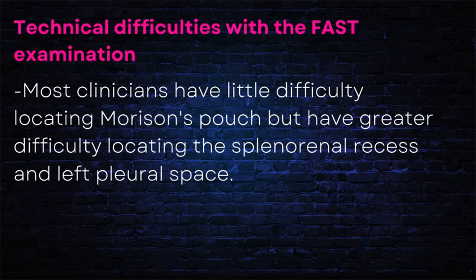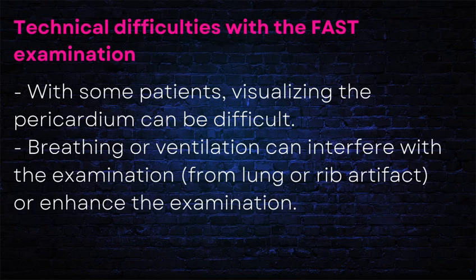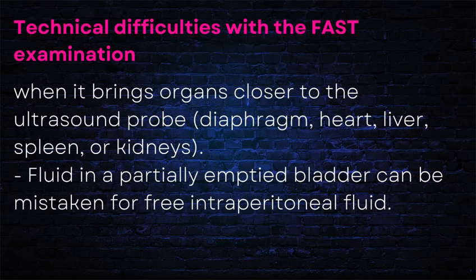Technical difficulties with the FAST examination. Most clinicians have little difficulty locating Morrison's pouch, but have greater difficulty locating the splenorenal recess and left pleural space. With some patients, visualizing the pericardium can be difficult. Breathing or ventilation can interfere with the examination from lung or rib artifact, or enhance the examination when it brings organs closer to the ultrasound probe: diaphragm, heart, liver, spleen, or kidneys. Fluid in a partially emptied bladder can be mistaken for free intraperitoneal fluid.